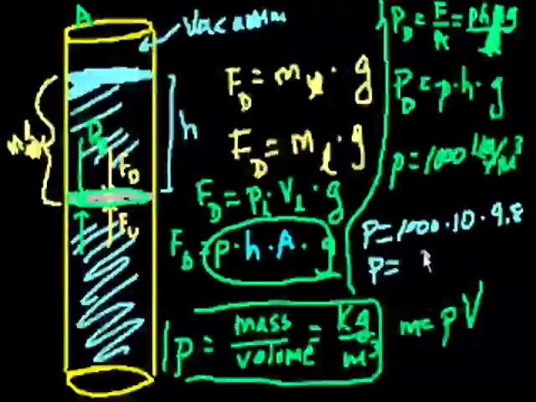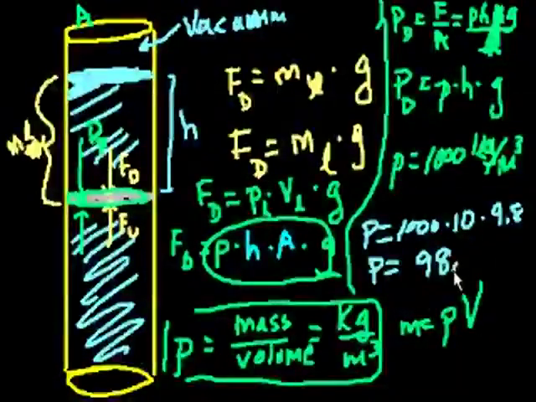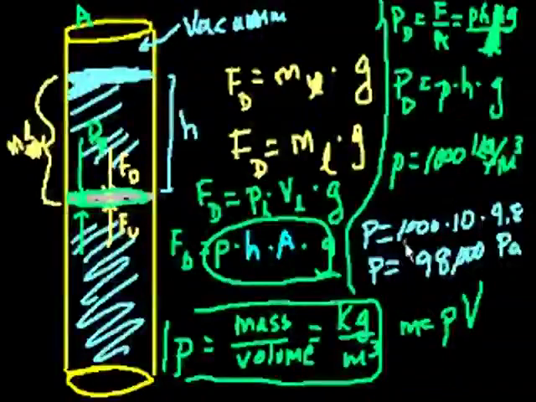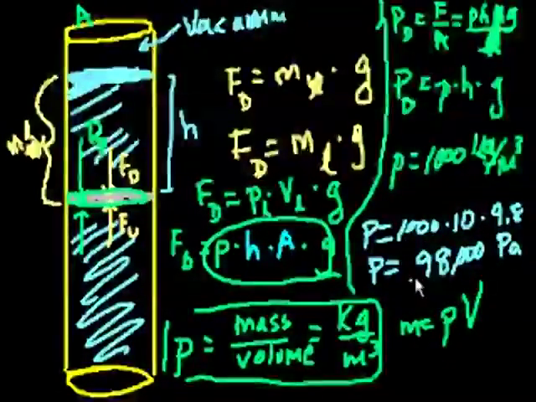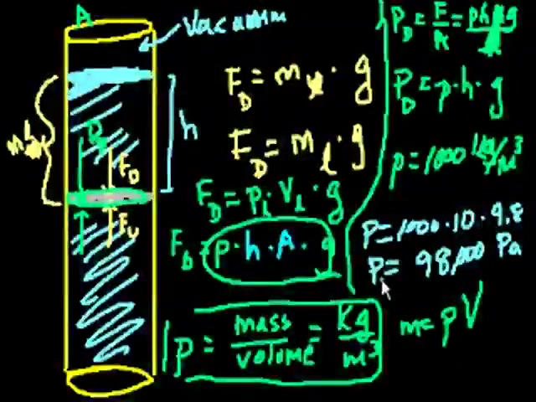So the pressure is going to be equal to 98,000 pascals, which actually isn't that much. It just sounds like a lot. We'll actually see that this is almost 1 atmosphere, which is the pressure at sea level in France, I think.